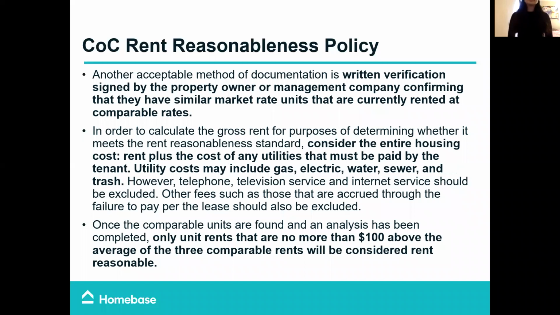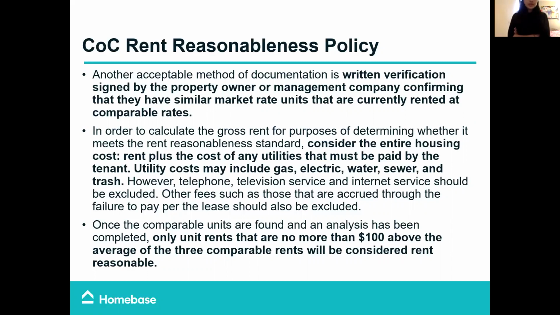Another acceptable method of documentation is written signed verification by the property owner or management company that confirms that they have similar market rate units that are currently rented at comparable rates. Again, when considering gross rent, it is rent plus the cost of utilities. OSH's policy states that gas, electric, water, sewer, and trash are eligible utility costs.